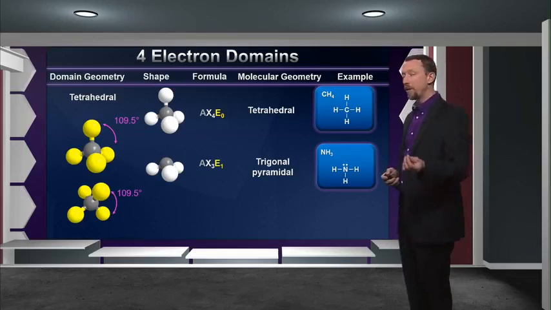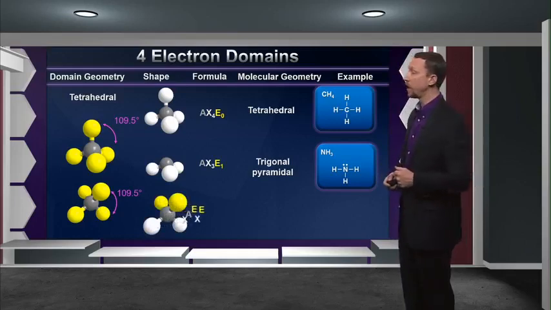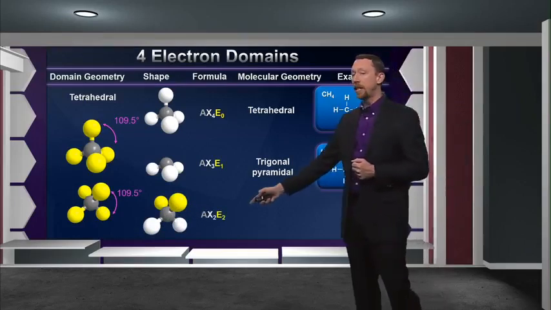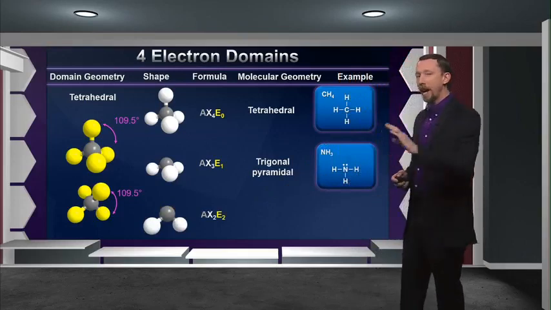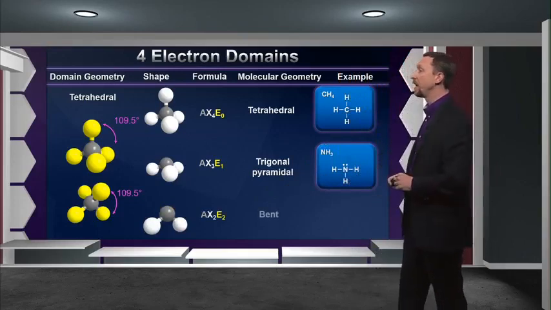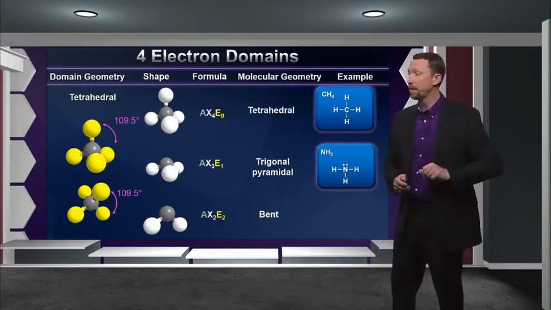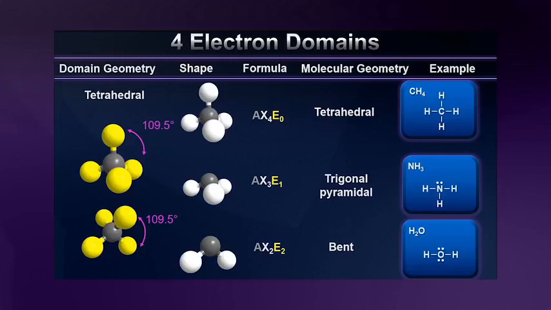But since we have 4 domains, we have one more possibility, and that is, what if 2 of those domains do not involve bonded atoms, but instead lone pairs? Well, now I have an AX2E2 molecule, and when I erase those electron pairs, but not their effect, I see, again, a bent molecule, but this time with different angles. And a classic example of a bent AX2E2 molecule is water.